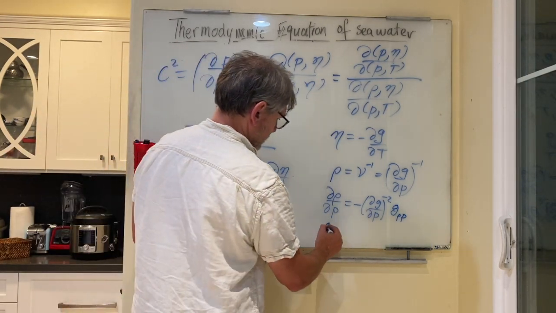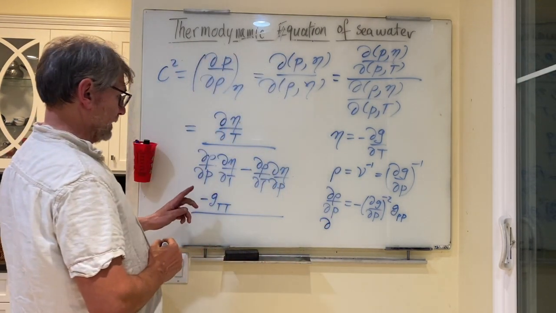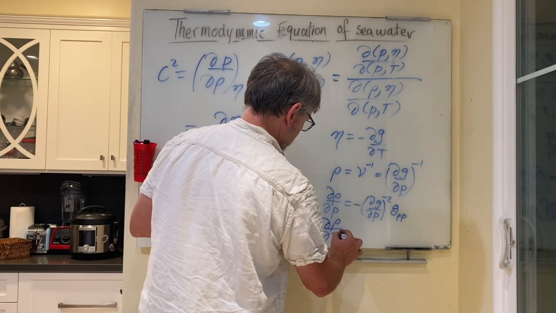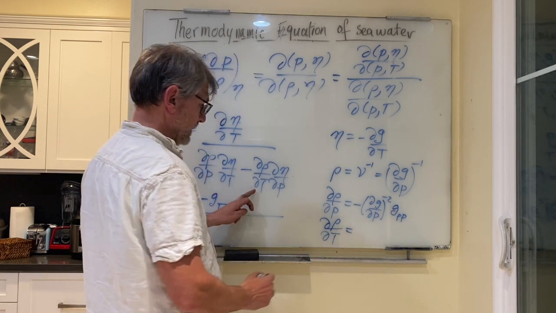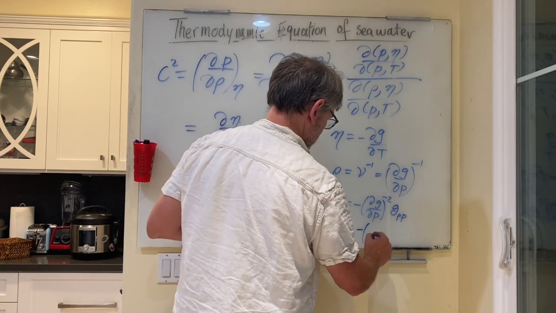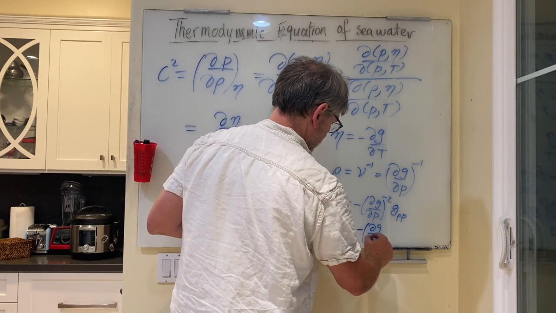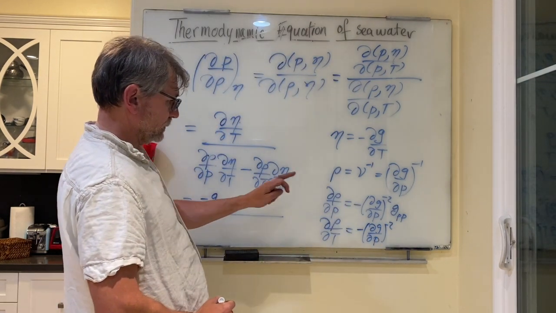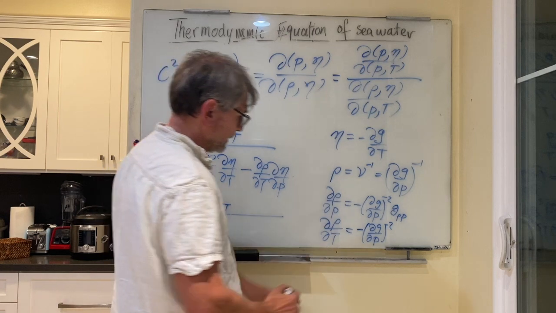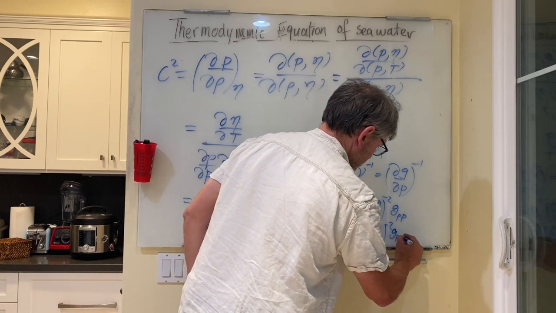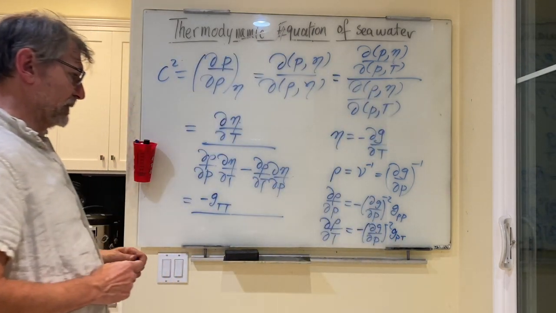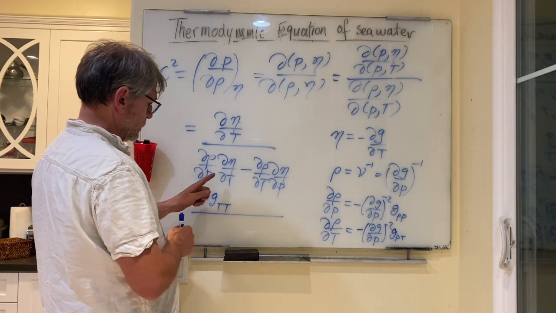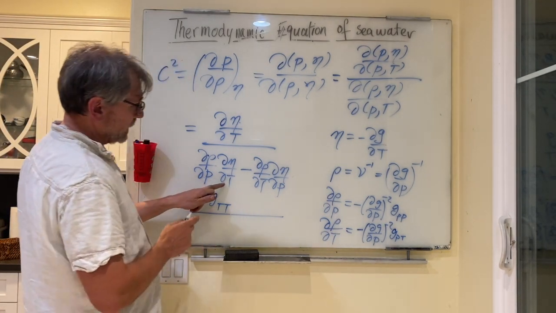And then what other ones do I have? I have d rho dt. d rho dt is going to be minus dg dp to the minus 2, and then I will have g pt, that cross derivative.